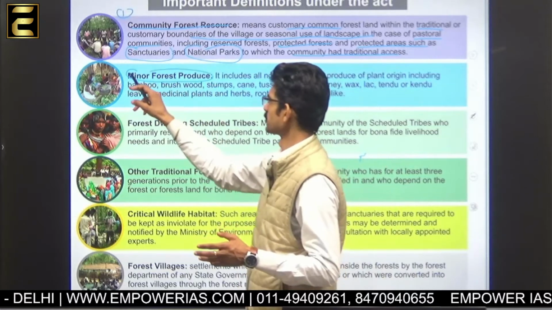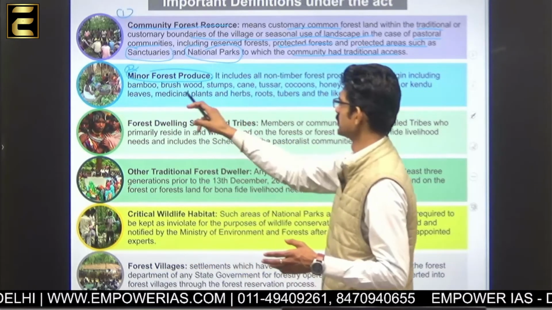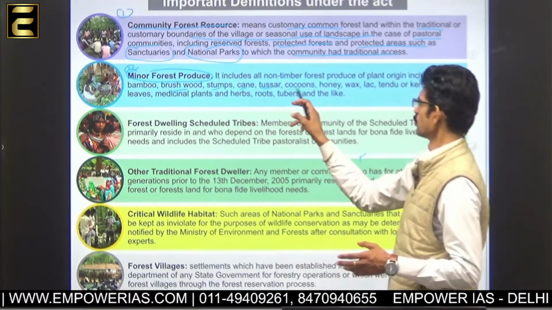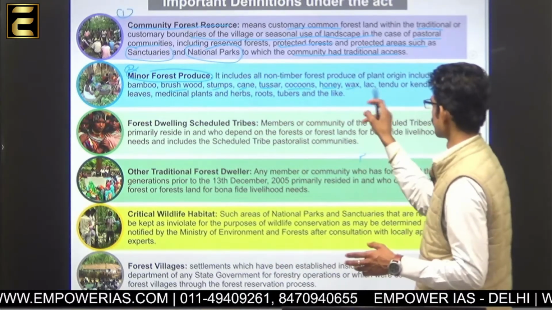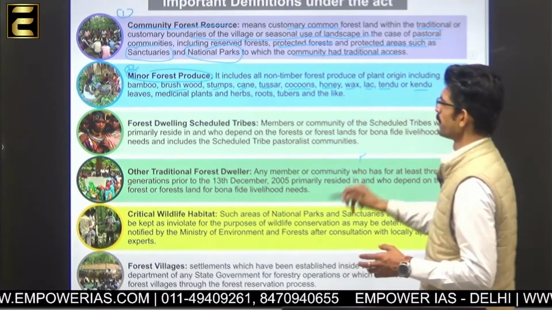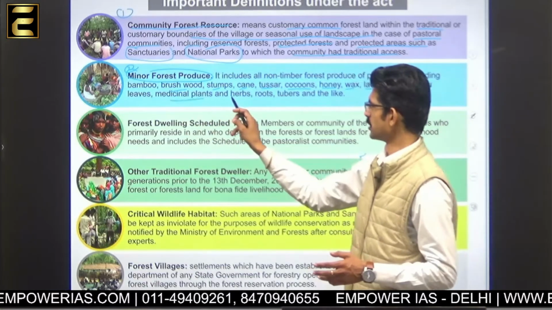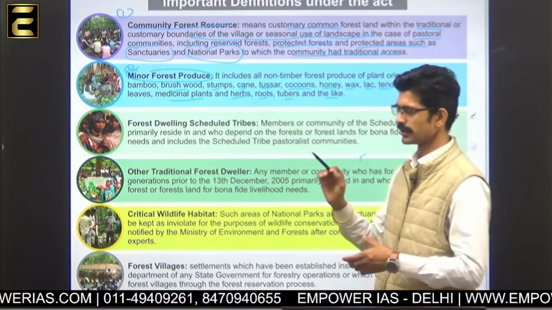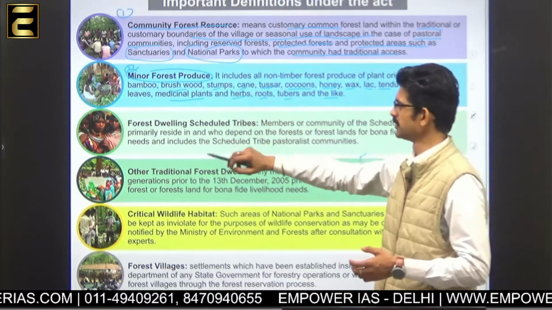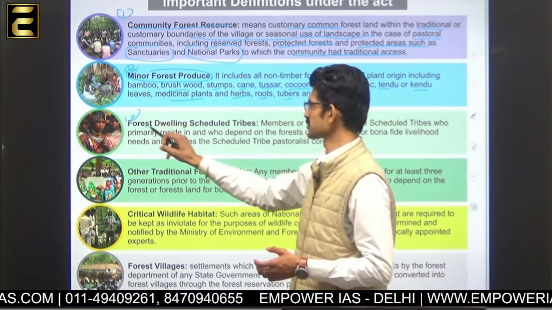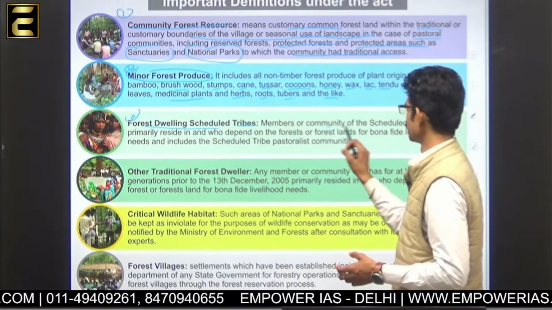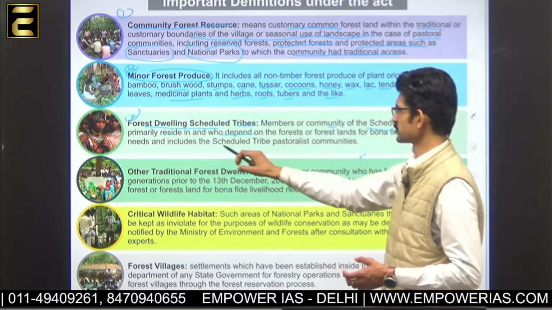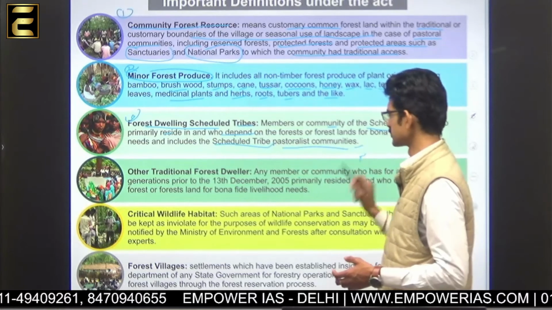Then minor forest produce includes brushwood, bamboo, stumps, cane, tusar, coconut, honey, wax, lac, tendu, kendu, medicinal plants, herbs, roots, tubers and likewise. Such things have been placed in minor forest produce, friends. Then the third part is the forest dwelling scheduled tribes, members of the community of scheduled tribes who primarily reside in the forest, and the dependents of scheduled tribes, pastoral communities.